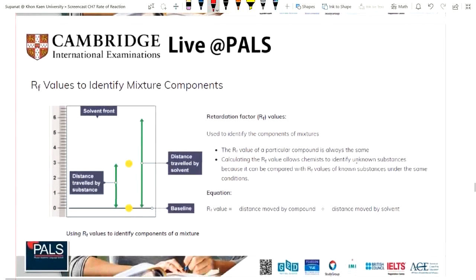So, the RF values. The RF values we use to identify the mixture components. RF stands for retardation factor. It's used to identify the components of the mixture. The equation of the RF value is the distance moved by the compound divided by the distance traveled by the solvent.